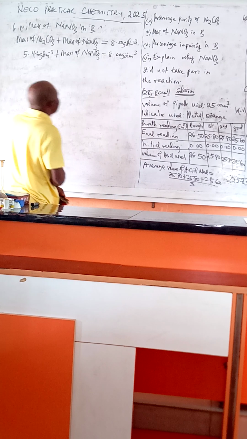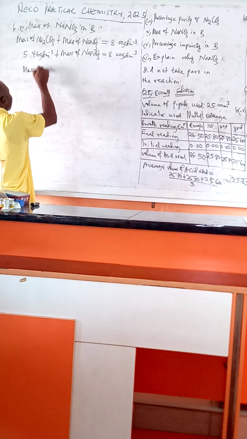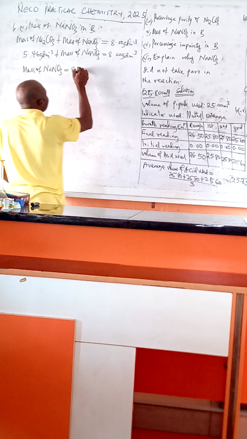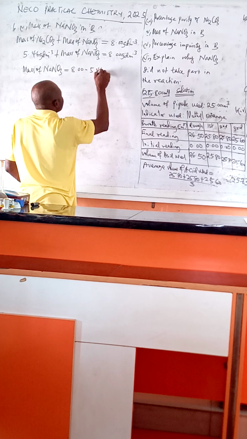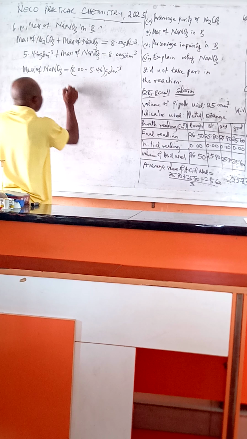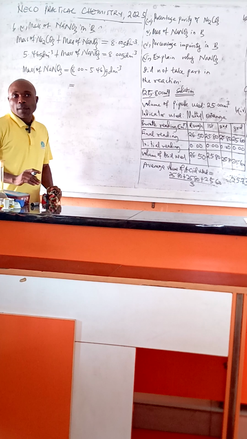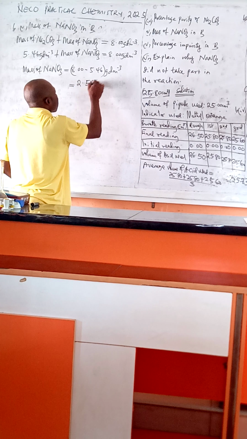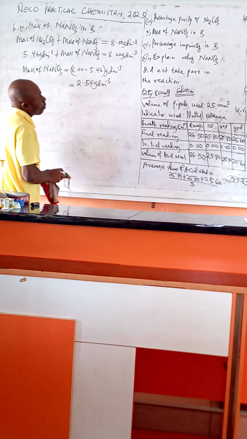To make the mass of sodium trioxonitrate 5 the subject of the formula, you have the mass of NaNO3 equal to 8.00 minus 5.46, all in gram per dm cube. If you subtract very well, you have 2.54 gram per dm cube.